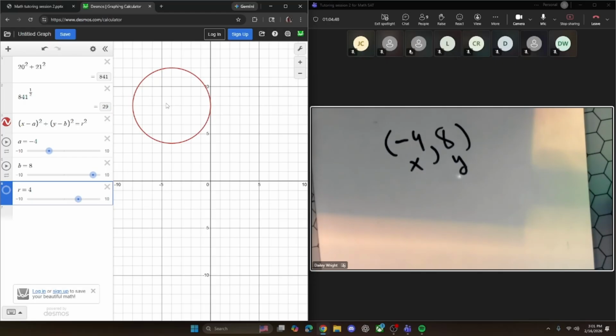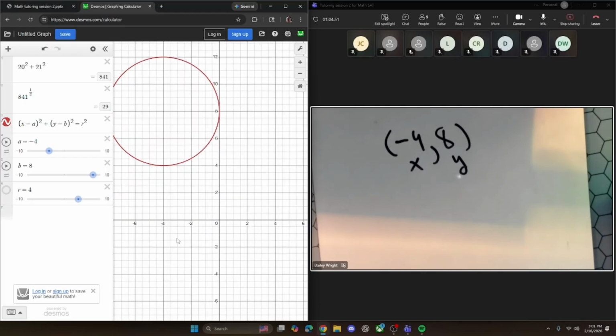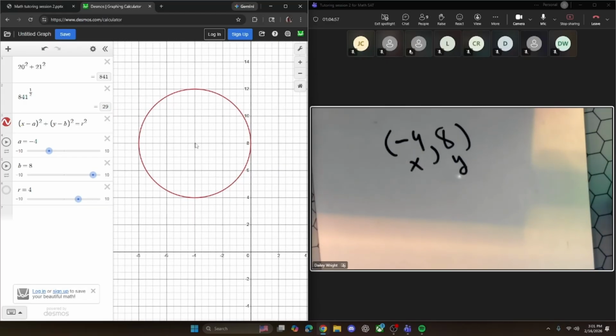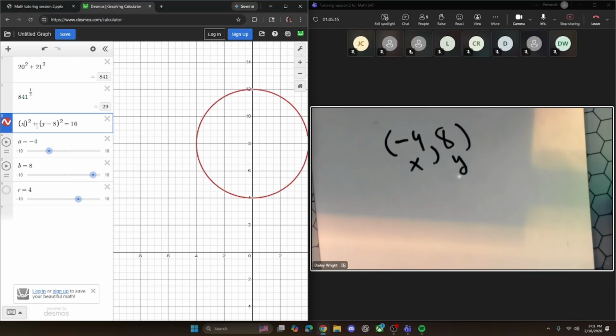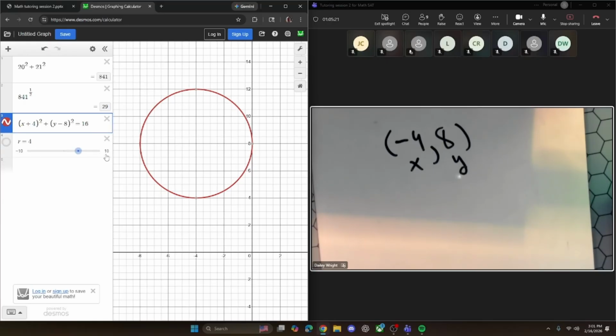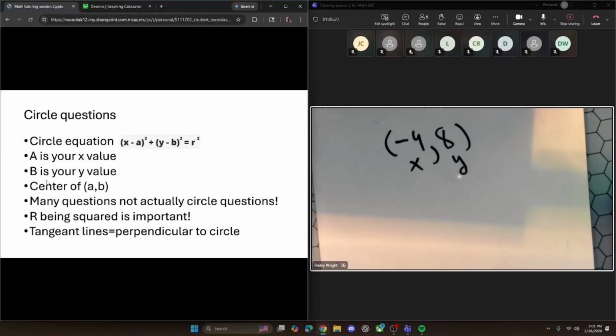So this is our circle. As you can see, its center is literally right at -4, 8, and the radius is 4. So this is how you would see it. r squared is 16. Let's just plug in 8 for b, and since it's minus a, it would be minus -4, which is plus 4. So this is literally the same equation as what I just did, instead of setting the variables equal to something. So that is how your a and b and your r work on the SAT.